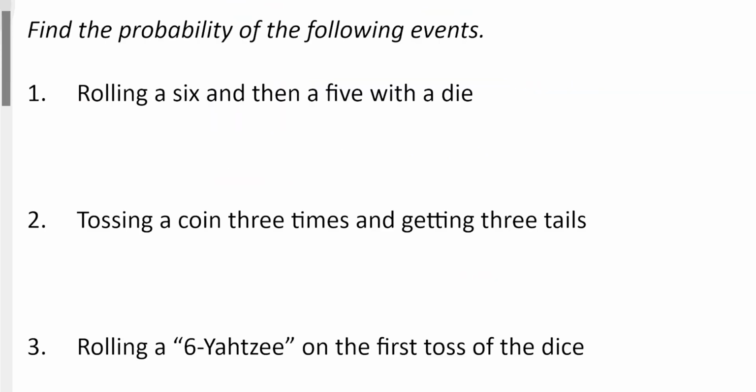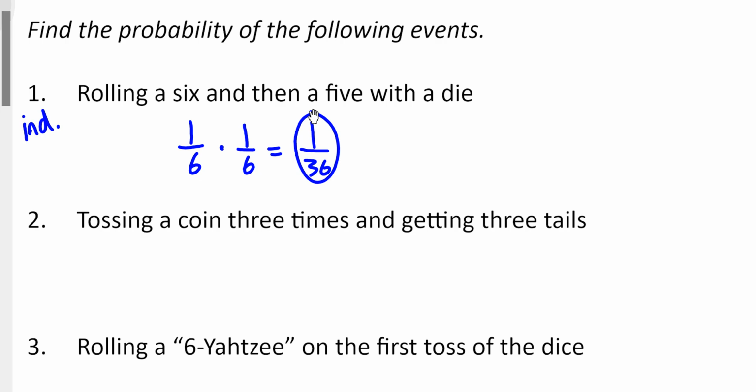So let's look at some of these situations. I've got a whole bunch of them, and we want to also identify, is it independent or dependent? So number 1, rolling a 6 and then a 5 with a die. Is the second thing affected by if you roll a 6 first? No, these are independent events because it doesn't change the die if you roll a 6. It still is a 6-sided die. So I'd have a 1/6 chance times a 1/6 chance, which is 1 out of 36. That's the probability of a 6 and then a 5.